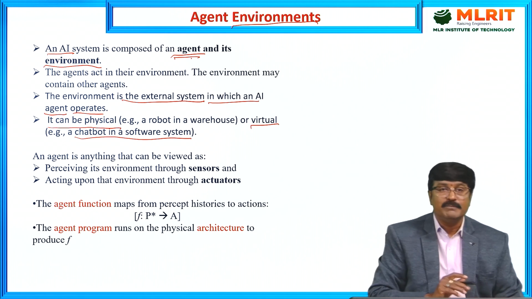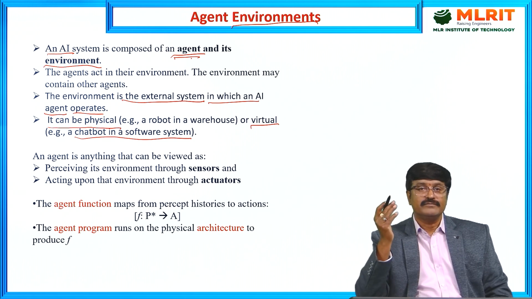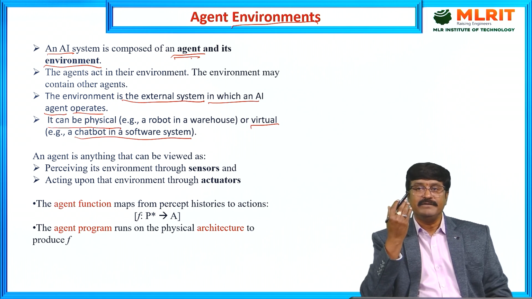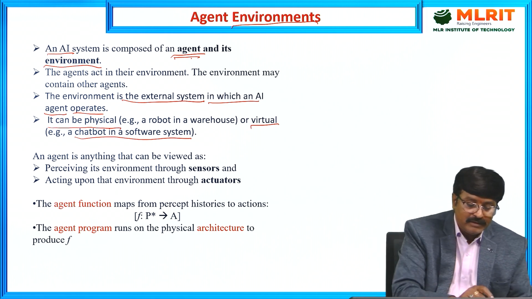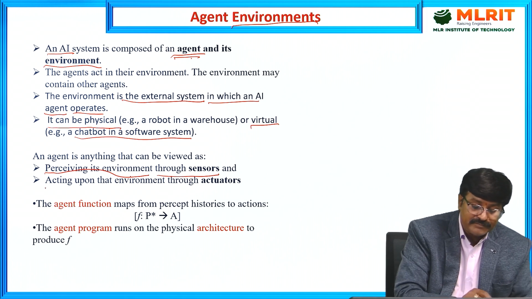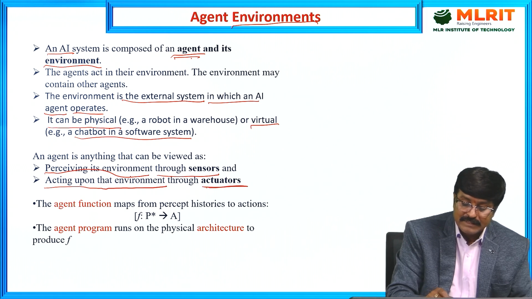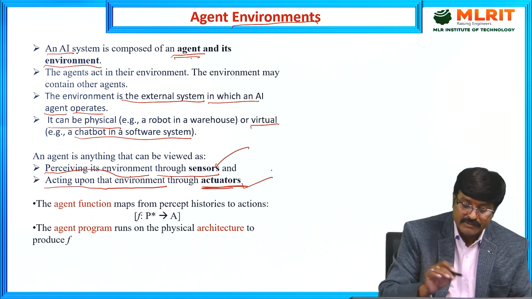Okay, then coming to the agent: it is anything that can be viewed as perceiving its environment through sensors. You are sensing the information, whatever perceptions you are getting from the environment; all those inputs come through sensors. And based on the perceptions, it acts upon the environment through actuators. The other device is the actuators: sensors and actuators. One is getting the information, the other one is doing the action on the environment.